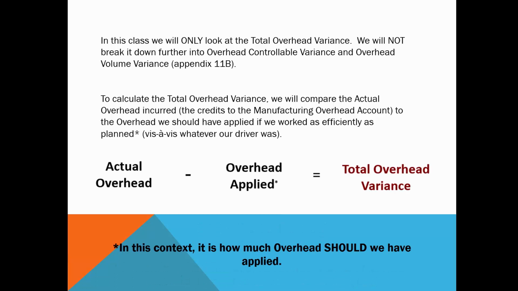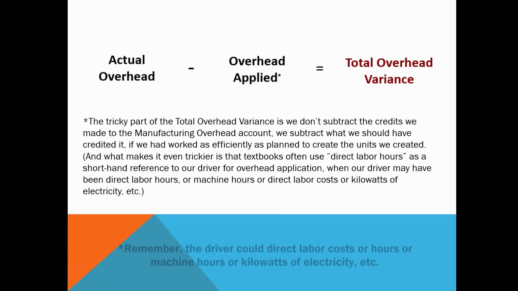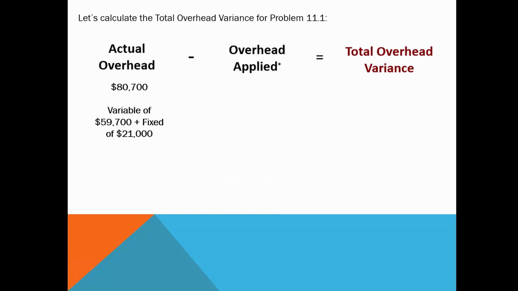So the formula is actual overhead, the actual debits to manufacturing overhead, minus the overhead applied if we'd worked as efficiently as we had planned. Every textbook I've ever seen uses direct labor hours as a shorthand reference to our driver, and that's not necessarily what we use. As you remember from some of our problems early on, we can use direct labor hours, direct labor costs, machine hours, or electricity. So whatever overhead we would have applied had we worked as efficiently as planned, that's the overhead applied in that calculation for total overhead variance.